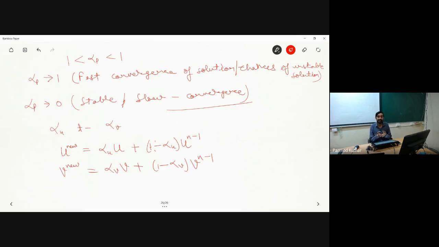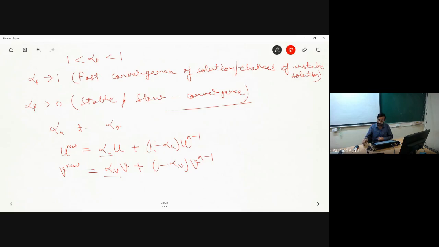So what is the meaning of this? When we are estimating the value of the new velocity at any iteration n, we give weightage to the correct velocity we have obtained from that iteration, multiplying it with some under relaxation factor, and we give some weightage to the velocity obtained from the previous iteration.